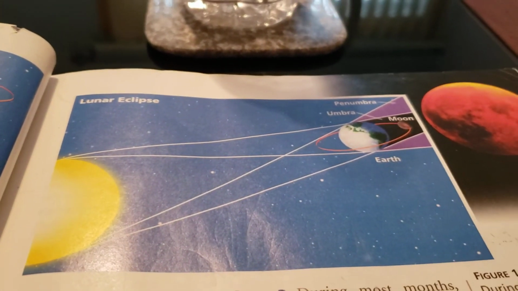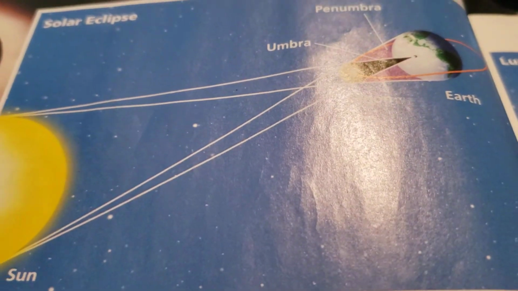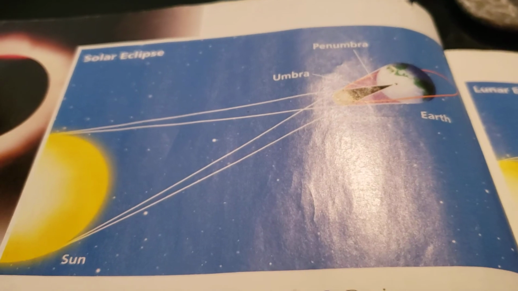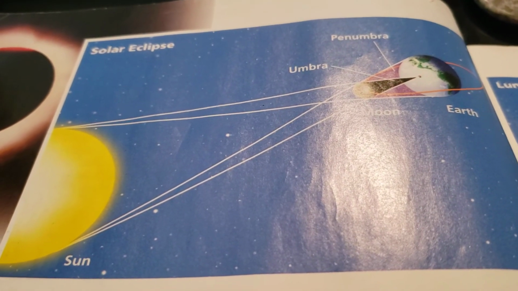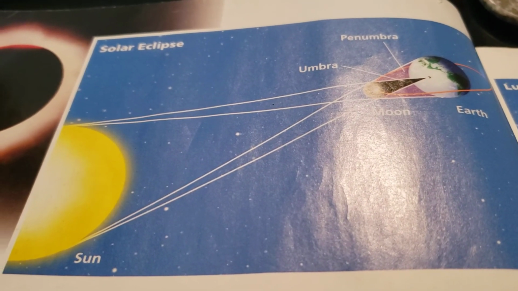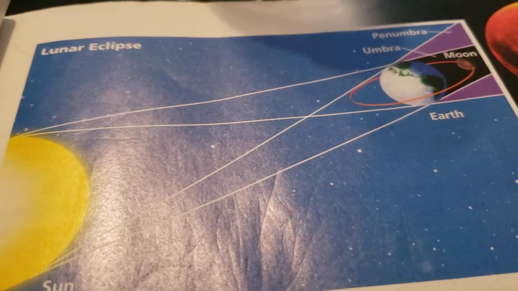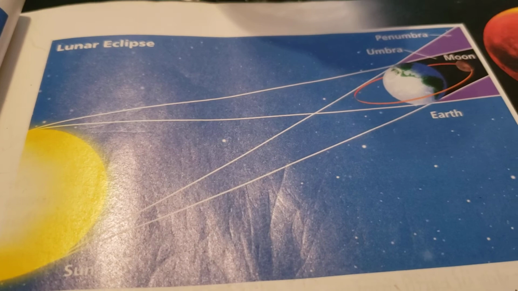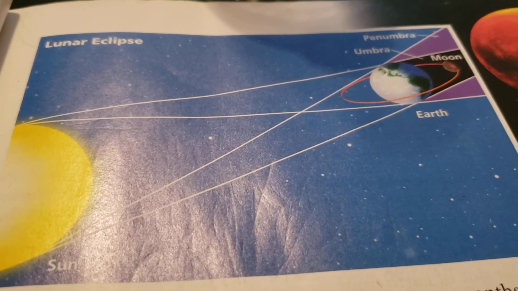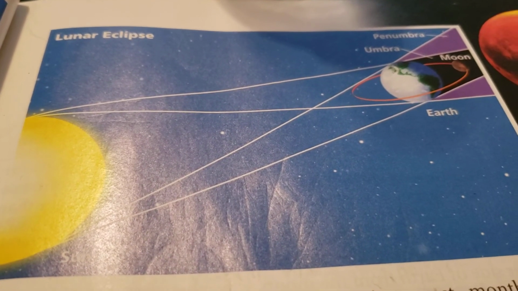So, two eclipses. Solar: sun, moon, earth, perfect lineup. The moon blocks the light and makes the shadow on the earth. Lunar: sun, earth, moon, perfect lineup. The earth blocks the sunlight and makes a shadow on the moon.